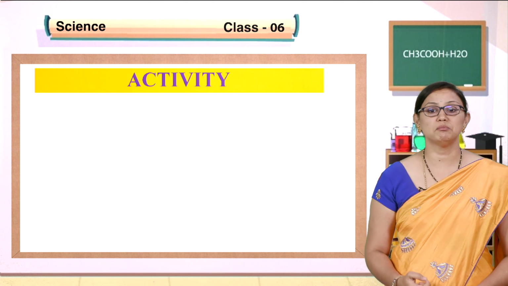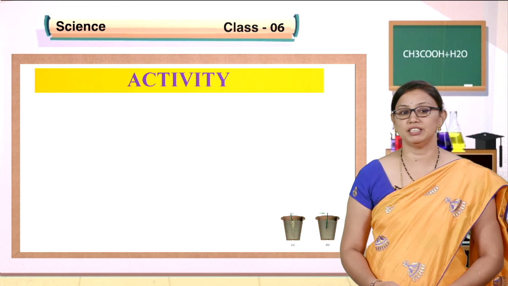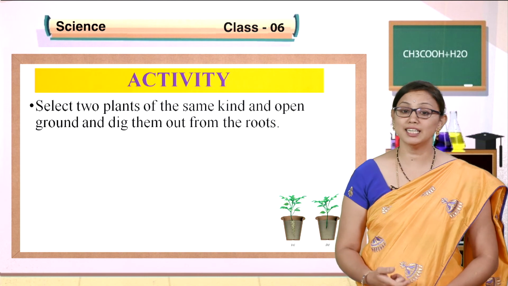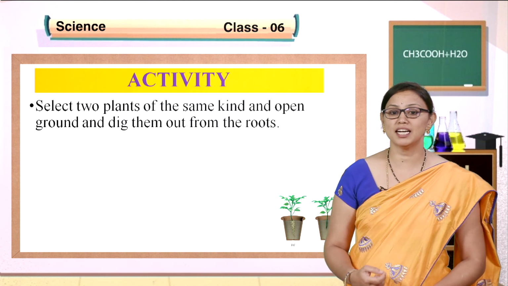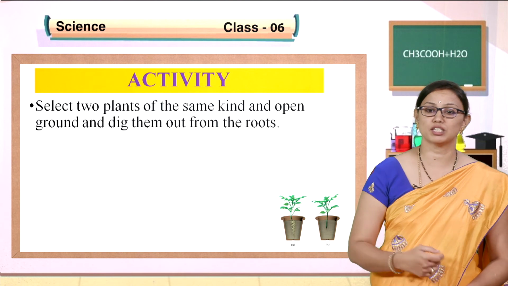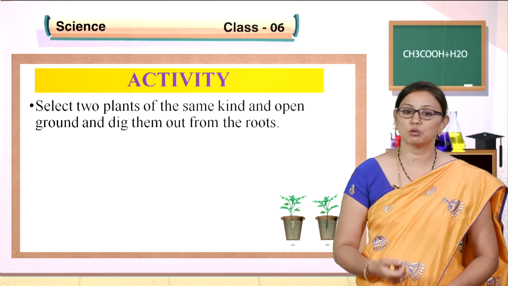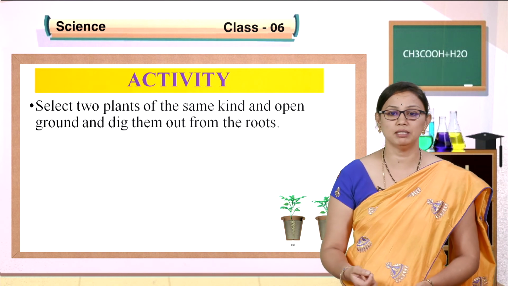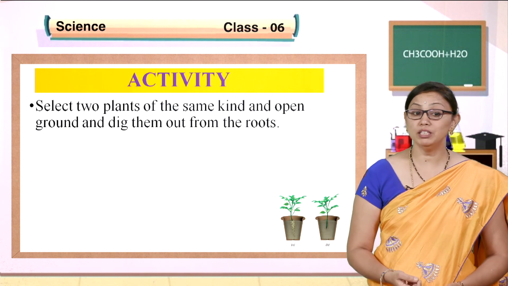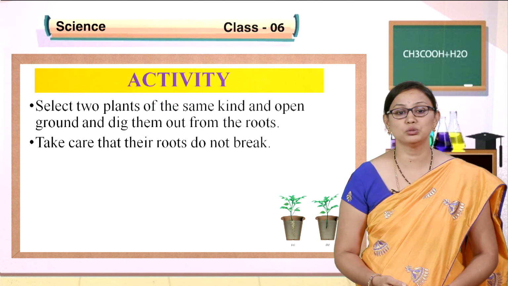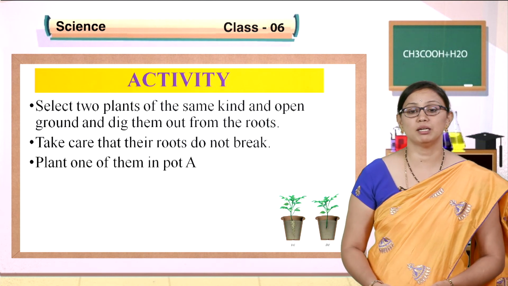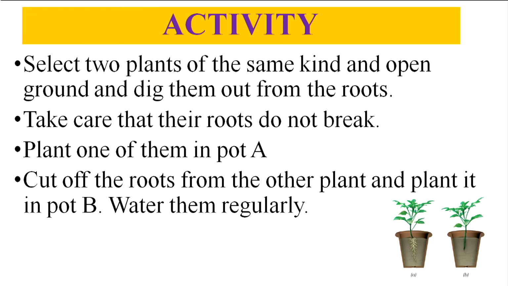To know the importance of roots, let us have an activity, children. For this you need to select two plants of the same kind. If you are selecting a hibiscus plant, both plants should be hibiscus, or you can select a rose plant or any other plant available at your home. Open the ground and dig them out with their roots so the roots do not break. Plant one of them in pot A, and cut off the roots from the other plant and plant it in pot B. Water them regularly. So, pot A should have roots and pot B should not have roots, children.